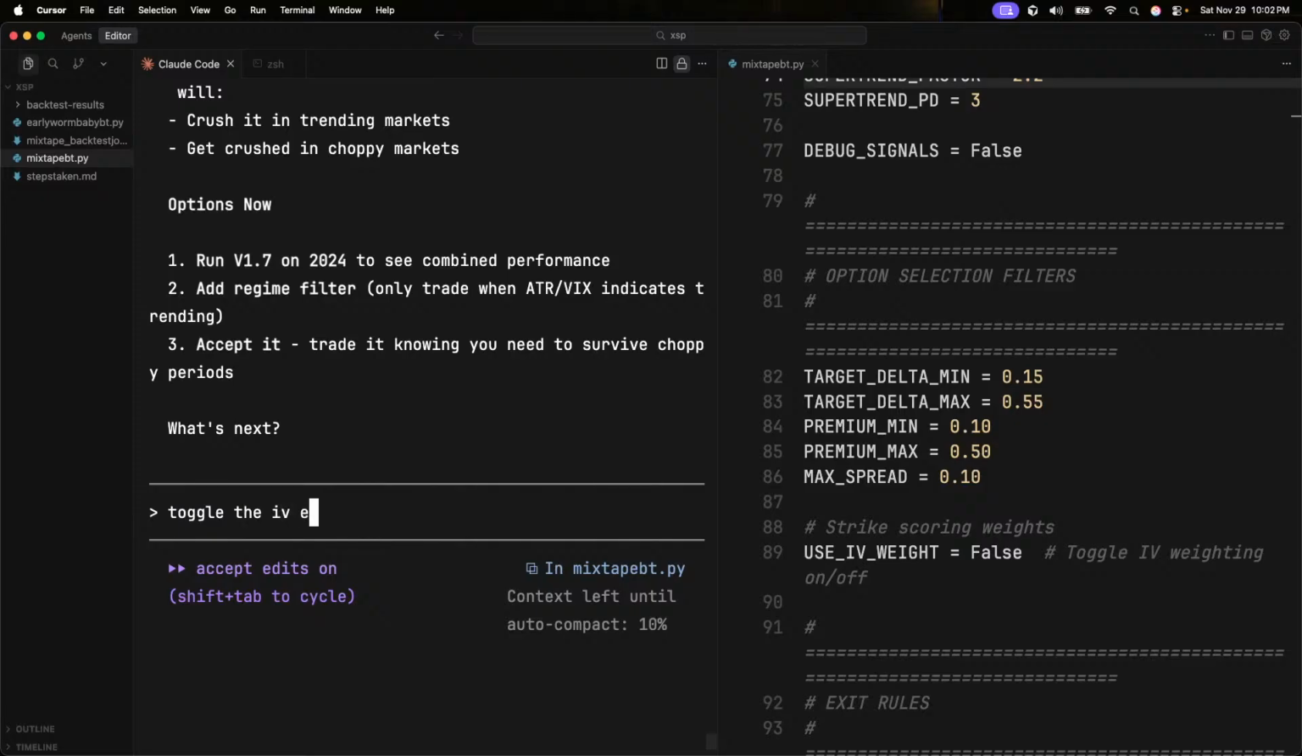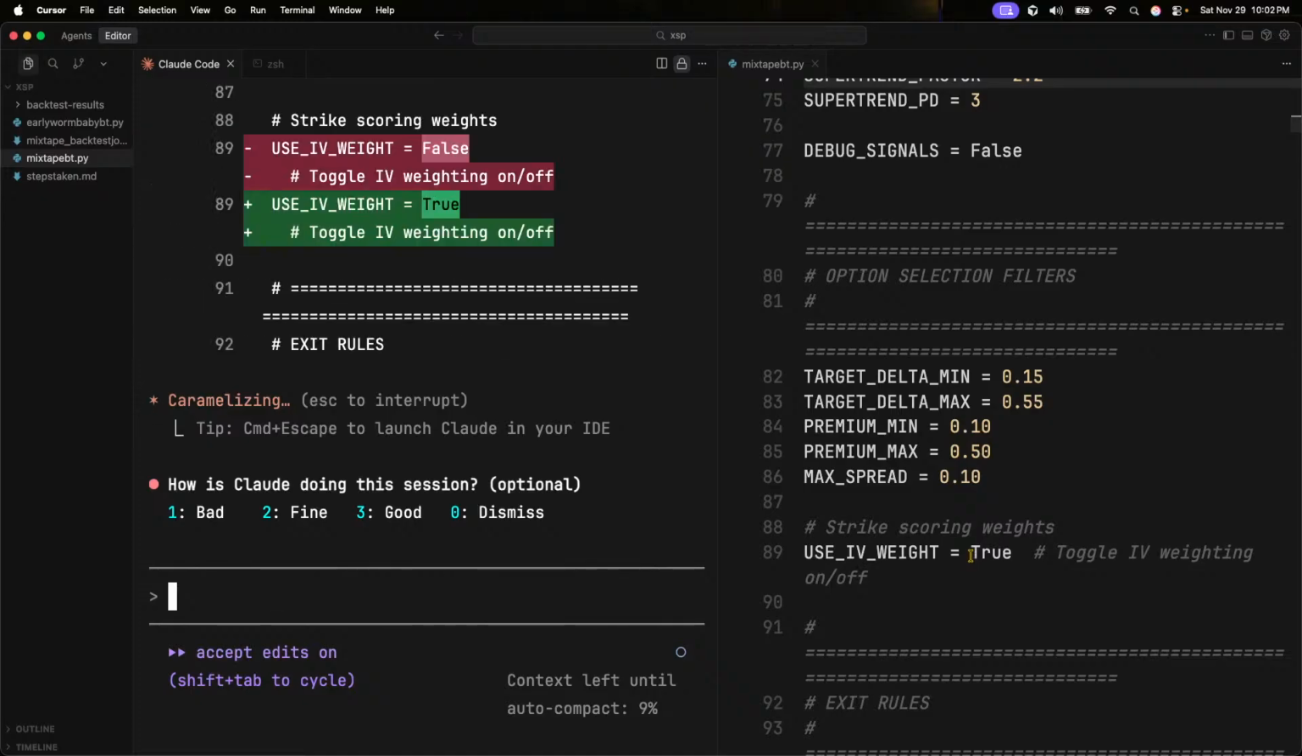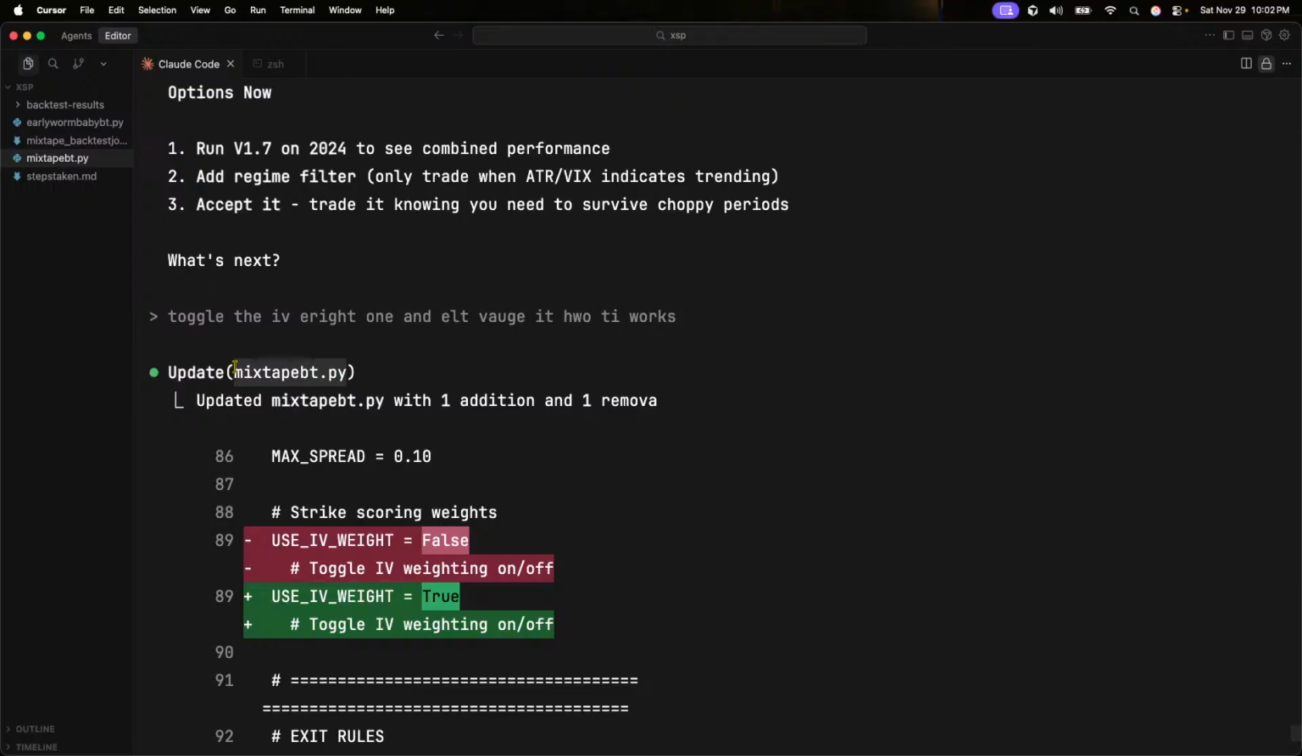Toggle the IV weight on and let's gauge how it works. Yeah, let me do that. Let me see how that works. I thought this was on. True. Yeah, let's run it with this on. Let's see how that works first.